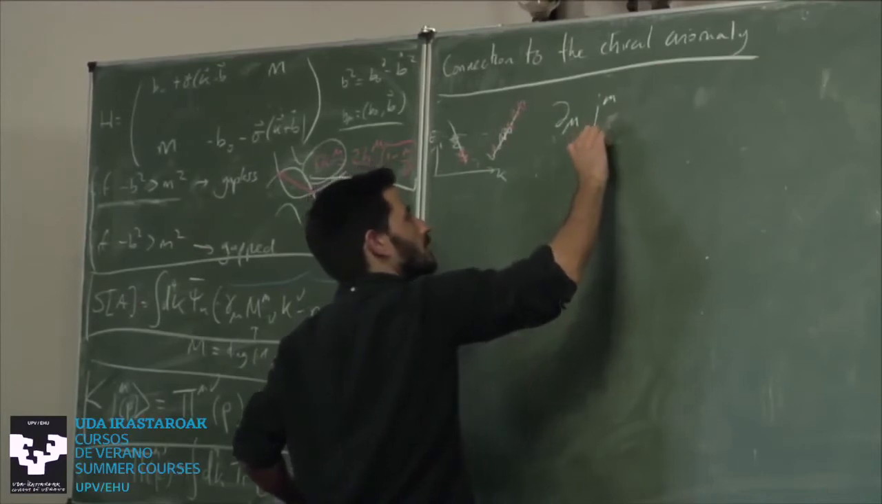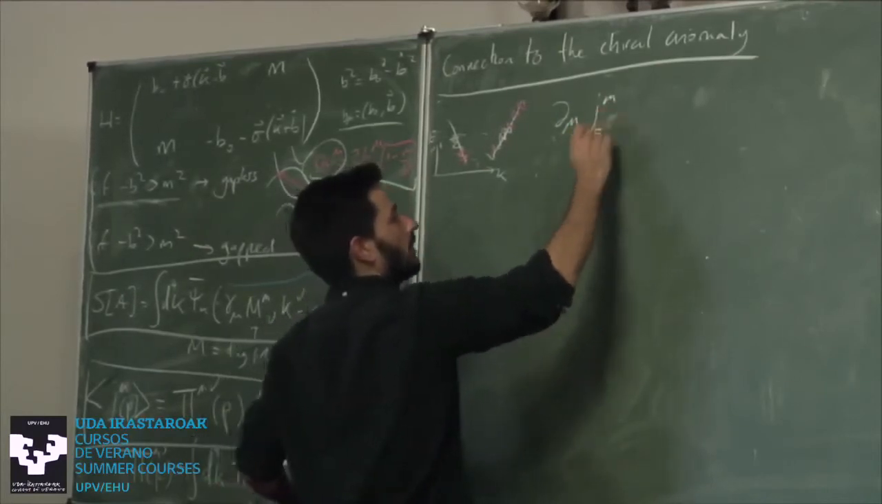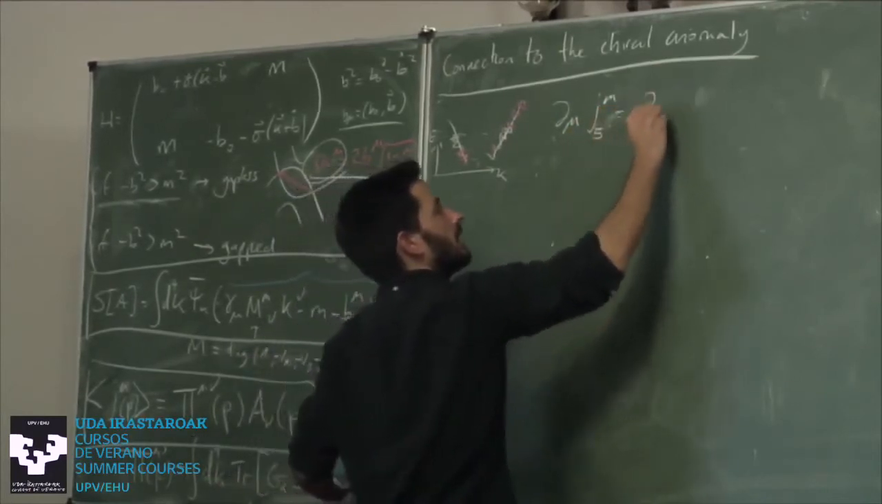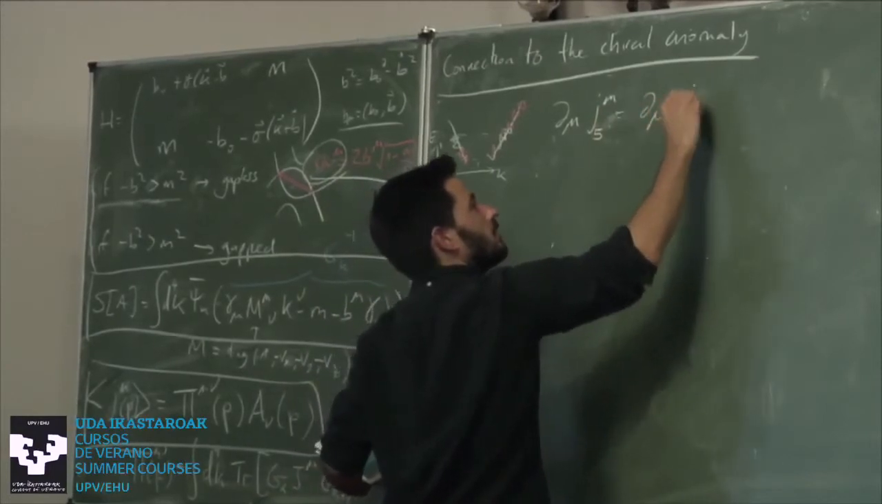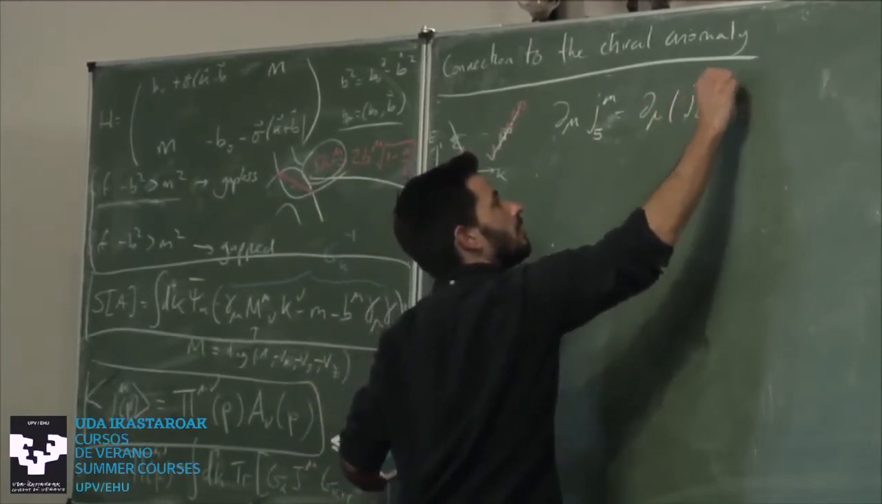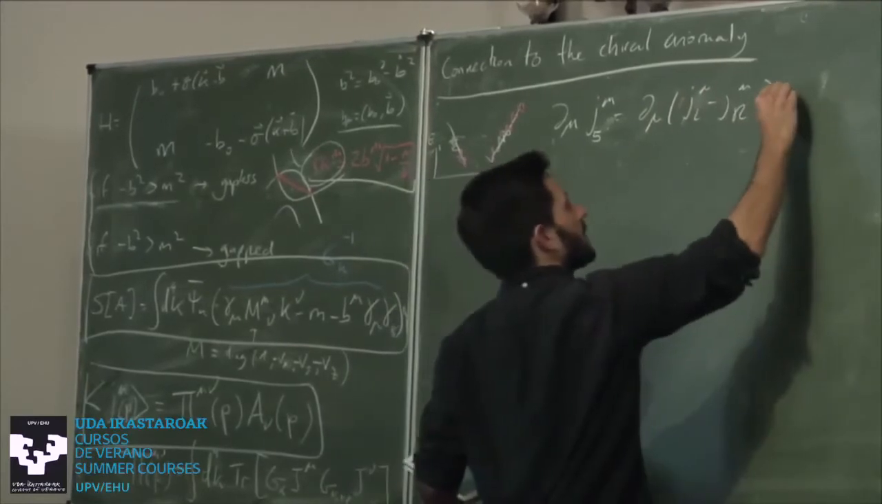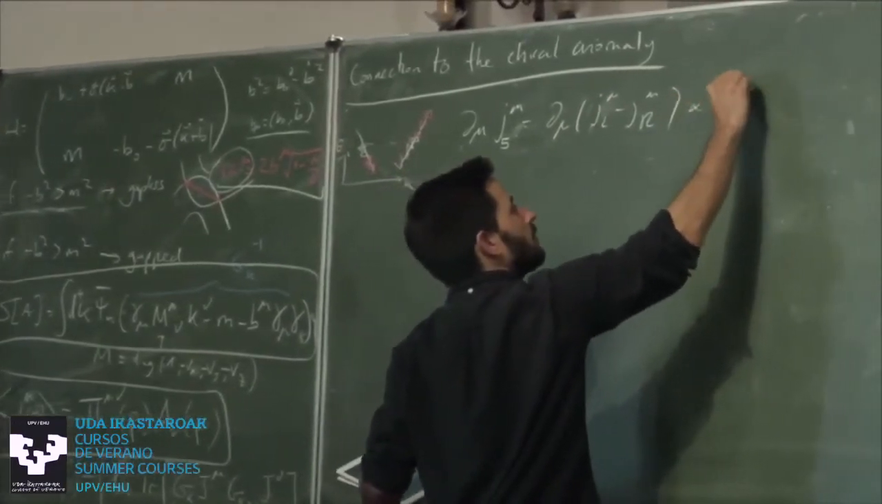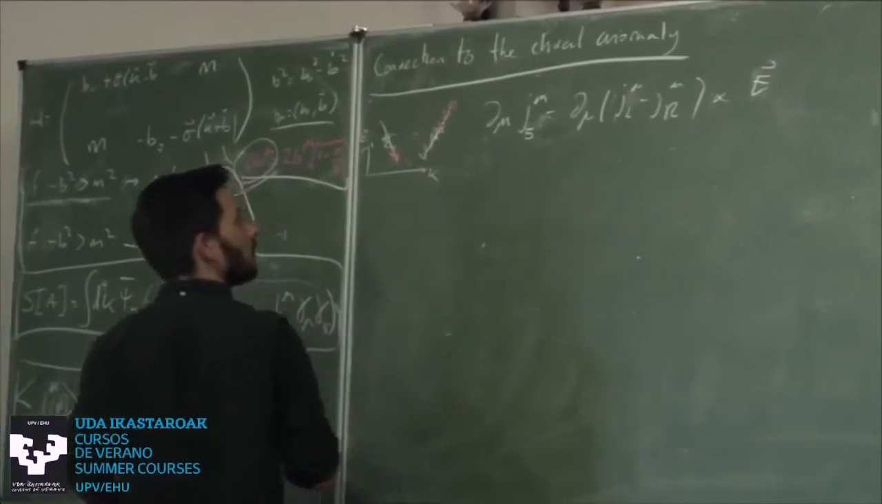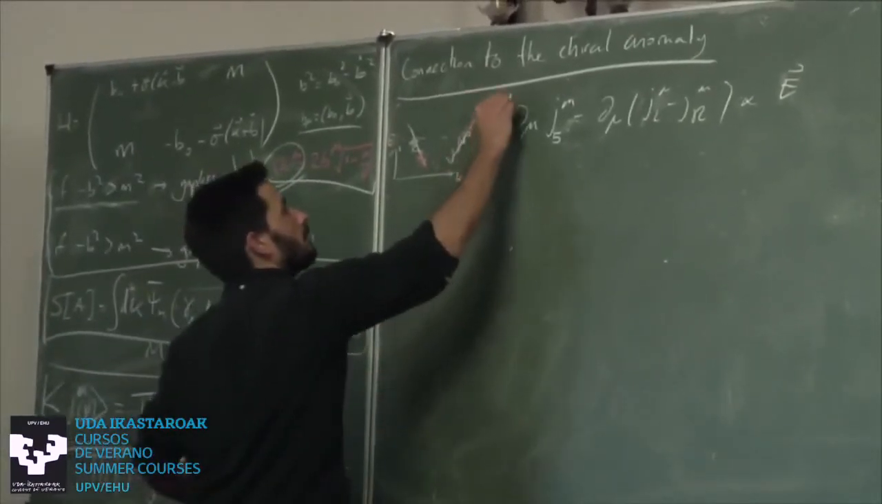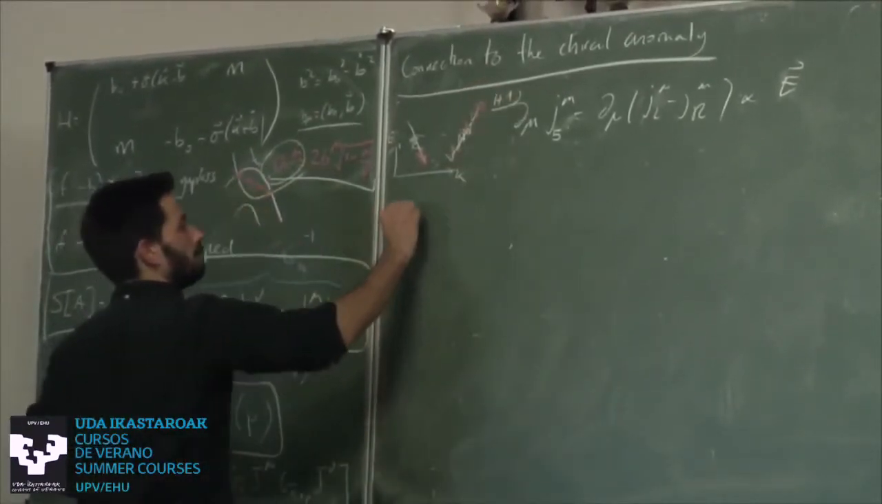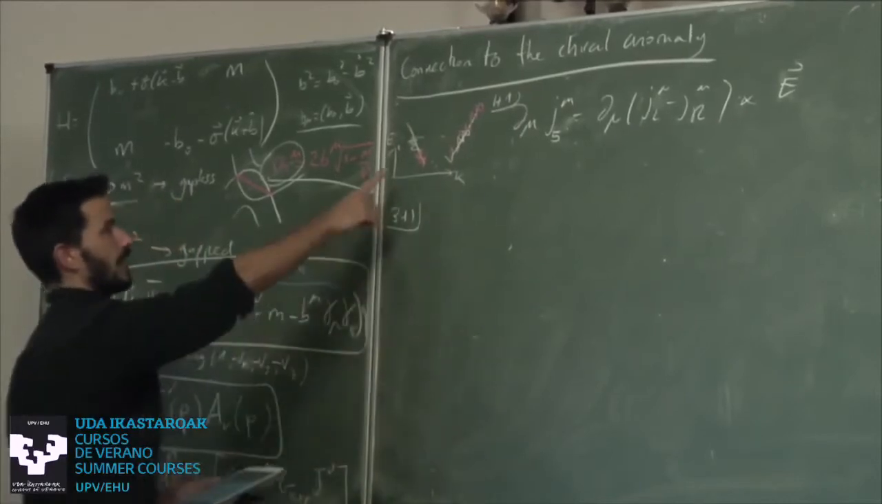Well, this is usually called the J5, which just means J left minus J right, and it is proportional to the electric field. This is what I already explained, so this is 1 plus 1. Now in 3 plus 1, how do I get to this situation?